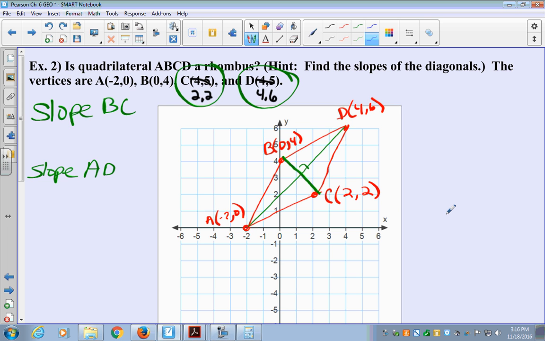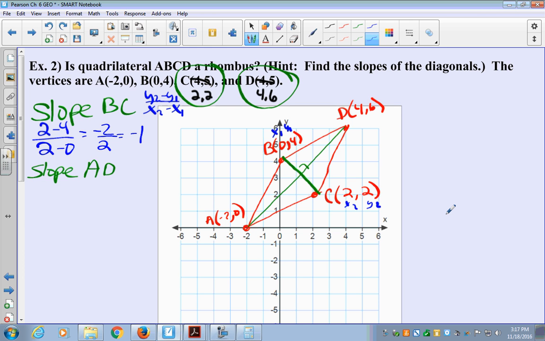So we're going to use the slope formula, y2 minus y1 over x2 minus x1. So let's have C be x2, y2, and B be x1, y1. So I can see I got 2 minus 4 for my y2 minus y1 and 2 minus 0. I get negative 2 on the top and 2 on the bottom. That gives me a slope of negative 1. If AD is perpendicular, then my slope is going to be the negative reciprocal of negative 1. So let's test that.